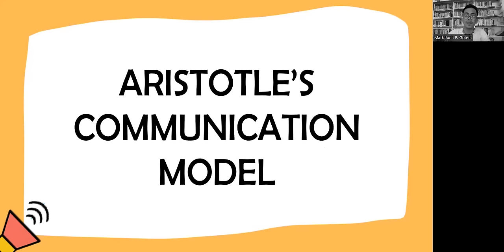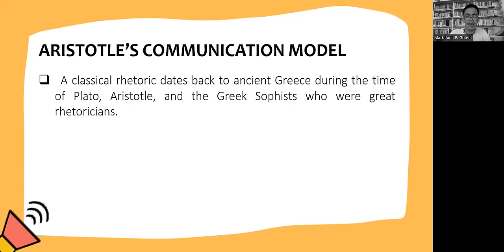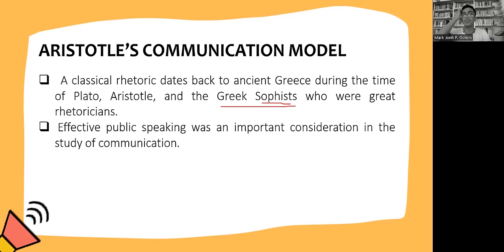Aristotle's communication model. So what is Aristotle's communication model? Classic rhetoric dates back to ancient Greece during the time of Plato, Aristotle, and the Greek sophists, who were great rhetoricians. A Greek sophist was a teacher in ancient Greece in the 5th or 4th centuries. And effective public speaking was an important consideration in the study of communication. Again, effective public speaking is a paramount consideration in terms of communication.